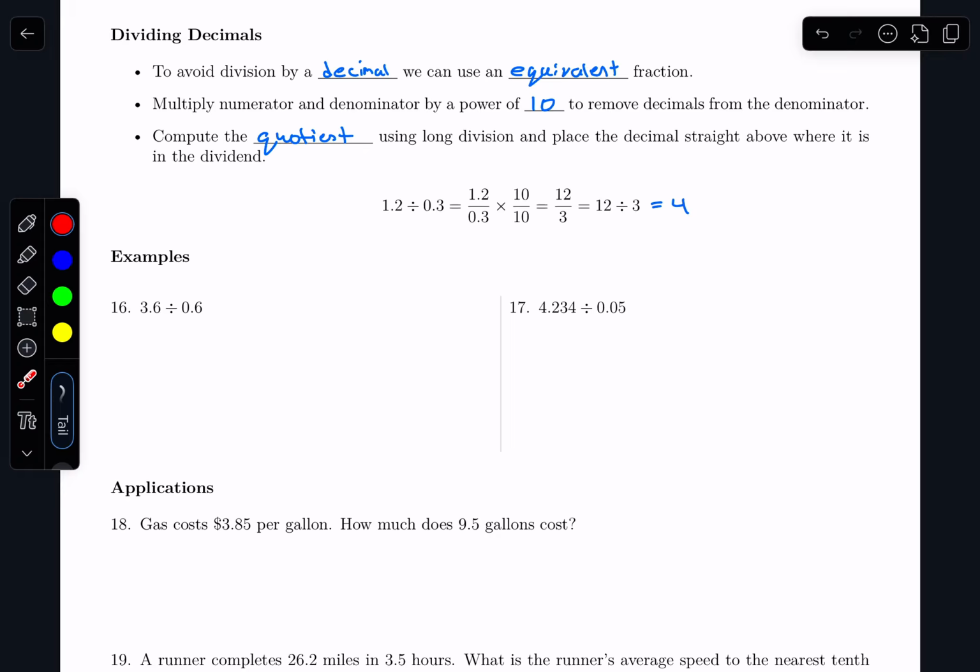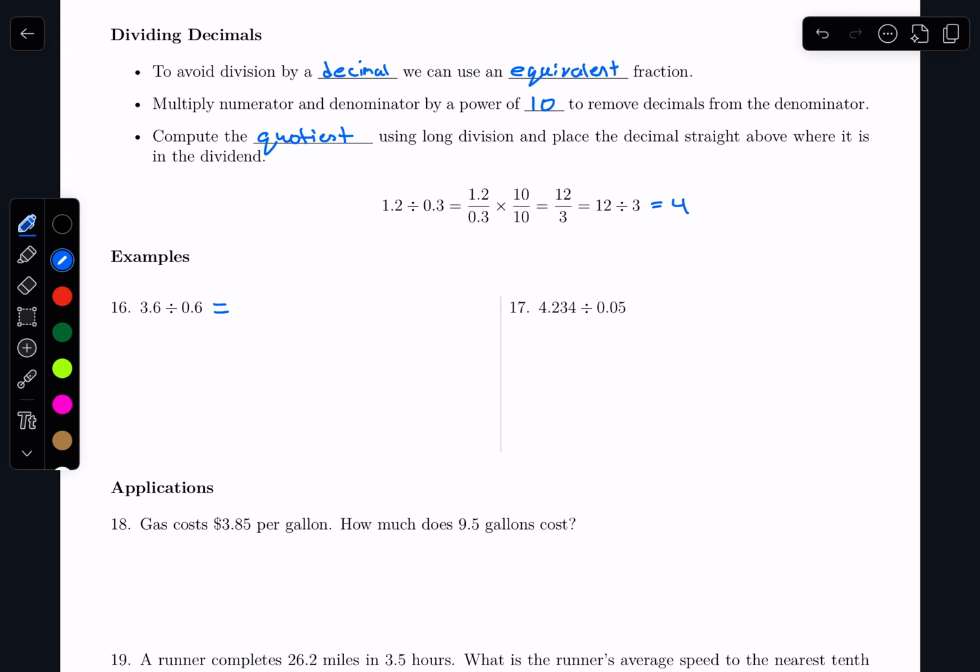And so number 16 is going to be just like this, where some problems with decimals look tricky when you have them in decimal form, but if we find an equivalent problem, sometimes that problem is very easy to solve. So watch what happens in number 16. We have 3.6, or 3 6/10, divided by 6/10.